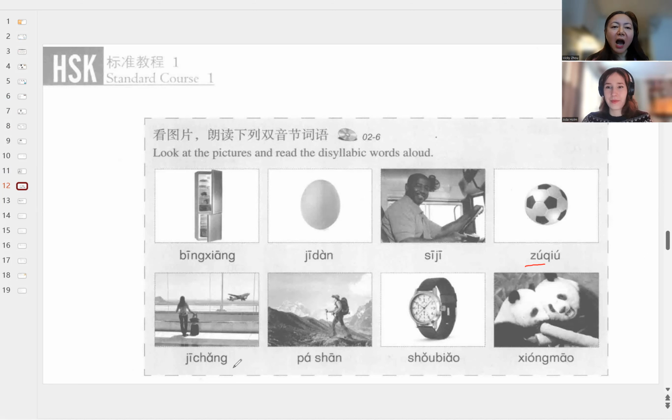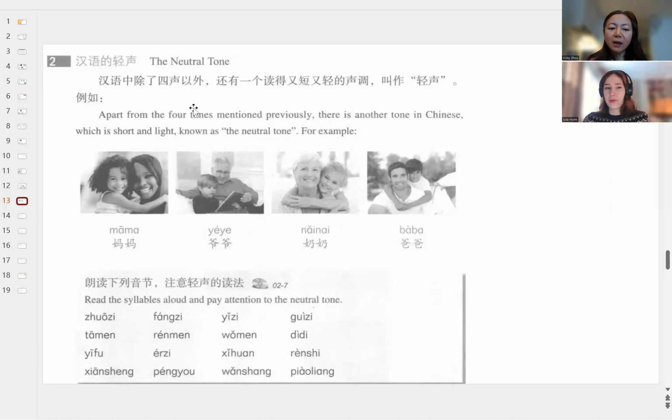机场, 很好, 机场. 爬山, 对的, 爬山. 很好. 手表, good, 手表, then 熊猫, 对的, 熊猫. Again, this 熊 one. 猫. Okay, 足球, 对的, 足球, 很好, 足球啊, 好的, 足球, 好.